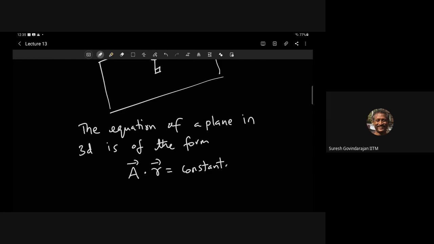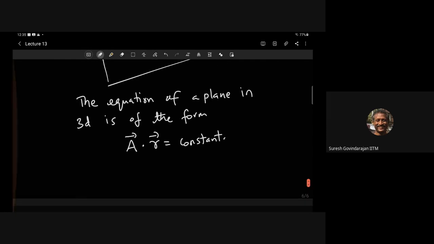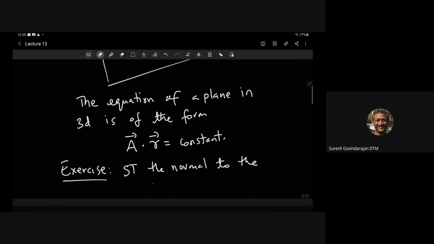Okay, and you can prove, as an exercise, that the normal to the plane is parallel to A or anti-parallel. Let's not worry about that sign, we can fix that.